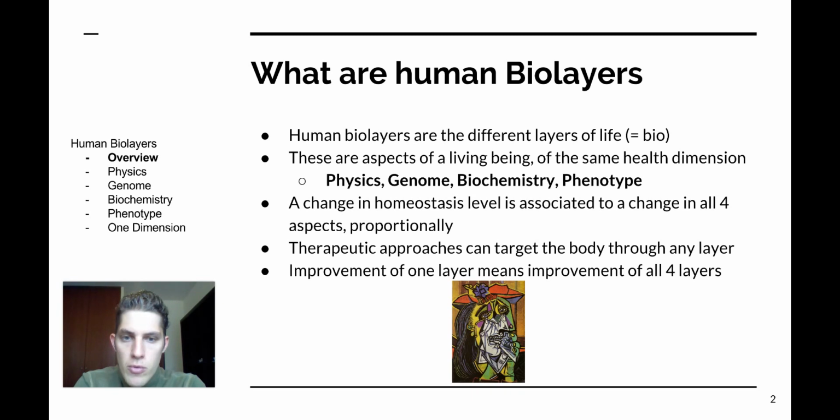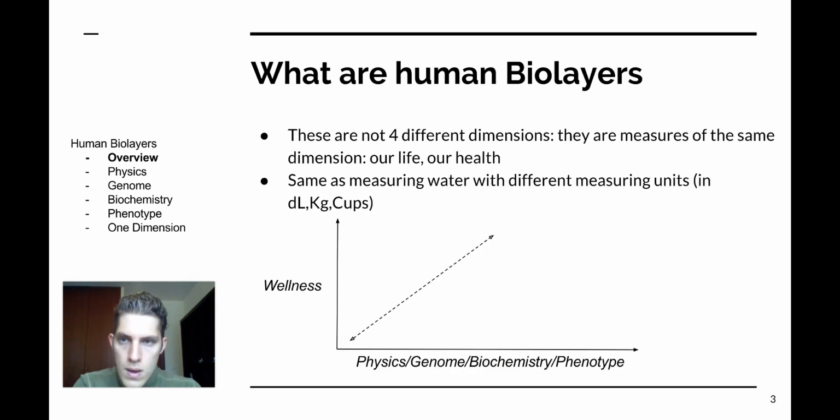And again, here I'm showing the painting of Picasso in his Cubism period, the same I showed in the first lesson, where he's trying to depict reality from all its sides, because I think it's relevant in this lesson as well. So again, to clarify, these are not four dimensions. They are measurement units of the same dimension, our life, our health. Same as with the example from before, it will be like measuring water with different units. You also can see it in the illustration. You can choose the layer you want on the x-axis at any point, at any time, and the graph wouldn't change.